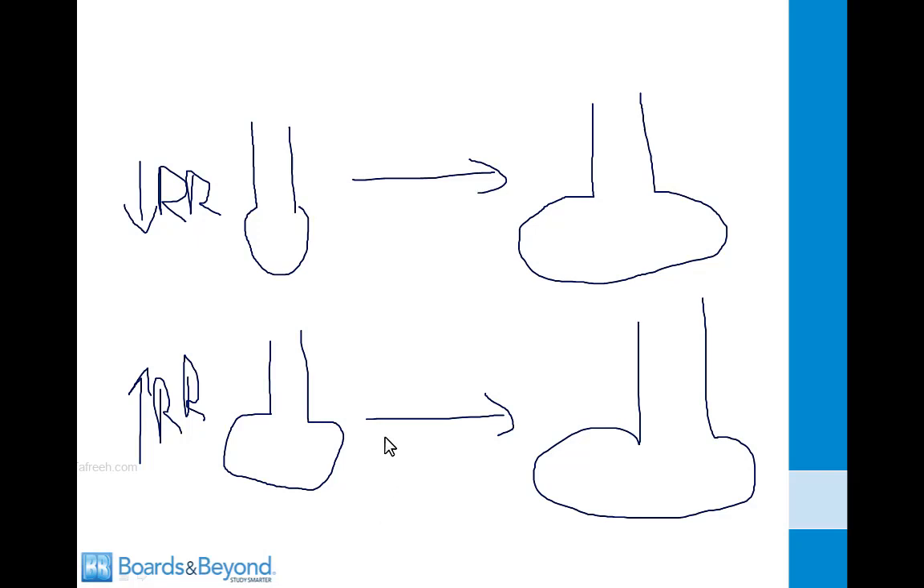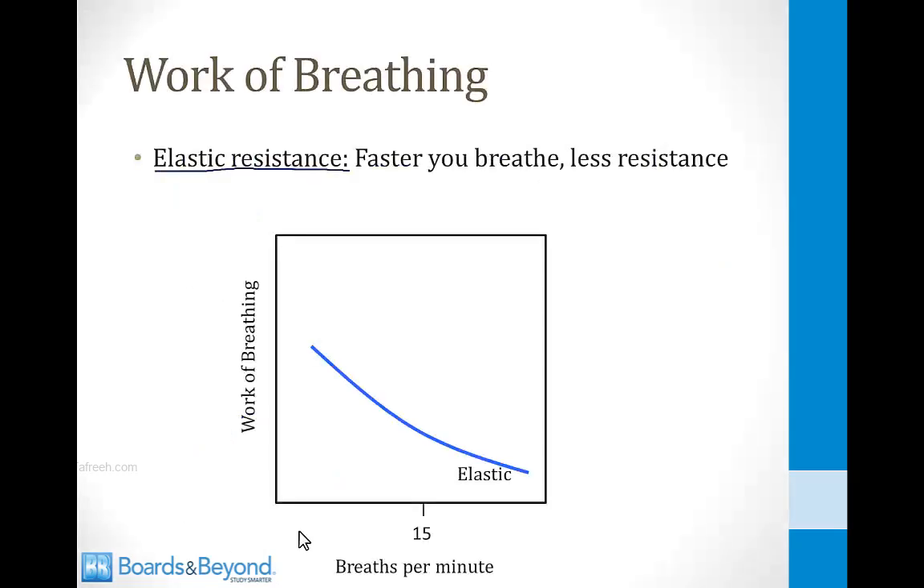That's sometimes confusing, but take a second to think about it. Patients who are breathing rapidly need to use less work to expand their alveoli because they don't get as deflated as when patients are breathing slowly. So if we look at this curve down here at the bottom, that's what I've shown.